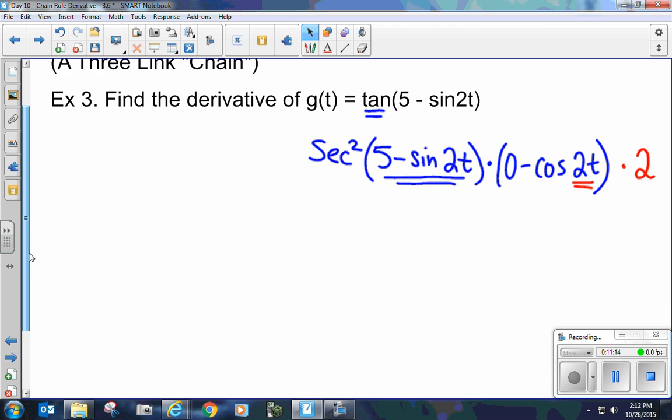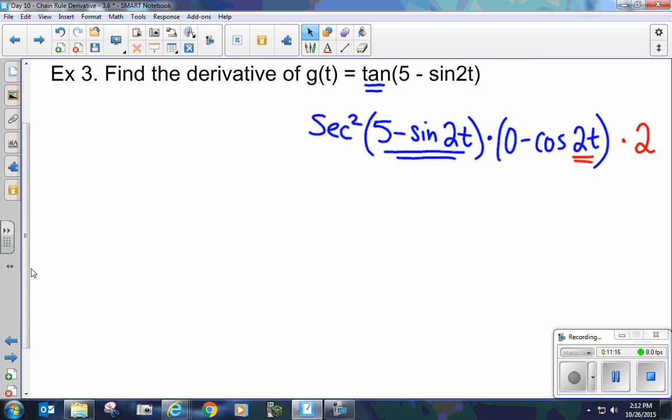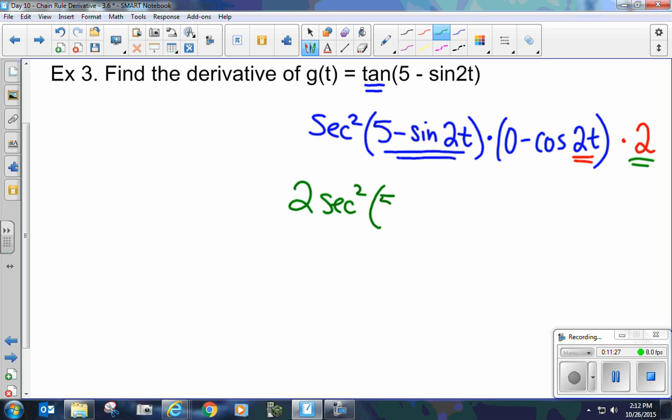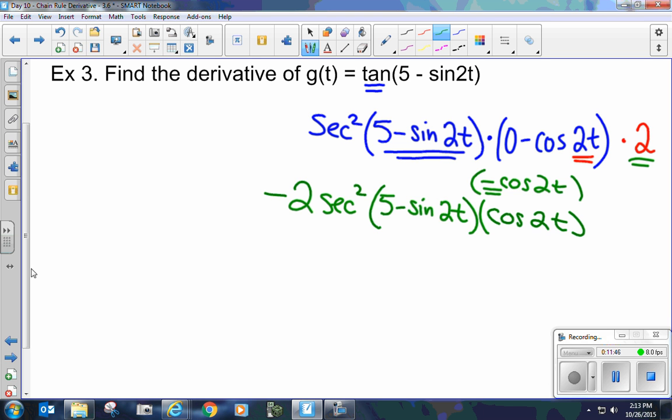So, we're going to write this all out together. We put our constants out front. 2 times the secant squared of 5 minus the sine of 2t times, so that negative comes out front. I'm going to get tricky. Instead of saying times the negative cosine of 2t, I'm going to say this negative 1 I'm going to bring up front, out there, okay? Cos of 2t. And that is your answer.